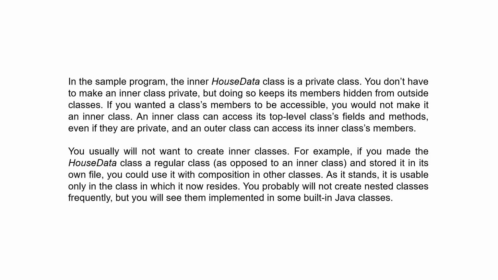In the sample program, the inner HouseData class is a private class. You don't have to make an inner class private, but doing so keeps its members hidden from outside classes. If you wanted a class's members to be accessible, you would not make it an inner class. An inner class can access its top-level class's fields and methods, even if they are private, and an outer class can access its inner class's members.